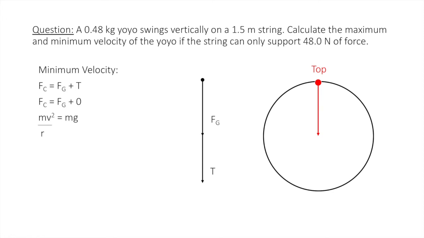Next, rearrange the equation for velocity by multiplying both sides by the radius, cancelling out the mass, and square rooting your equation. Your final equation should be the square root of gr. Now all you have to do is plug in the missing values, which should give you v equal 3.84 meters per second.